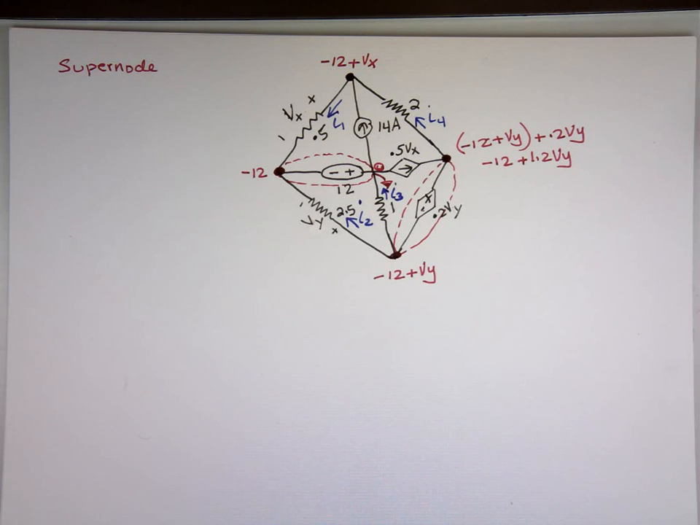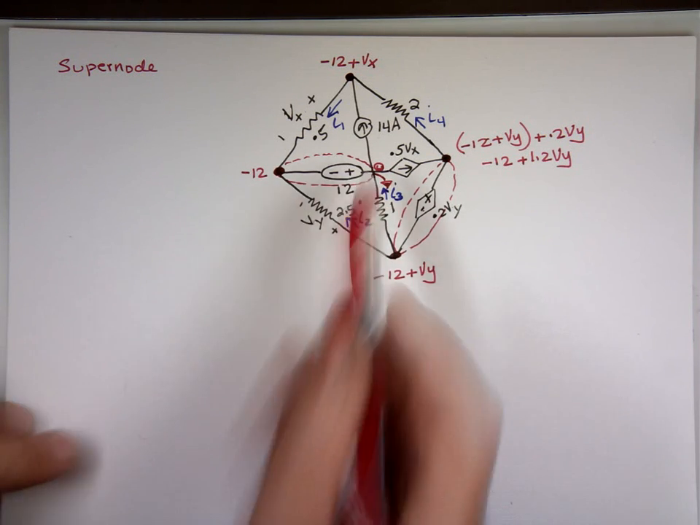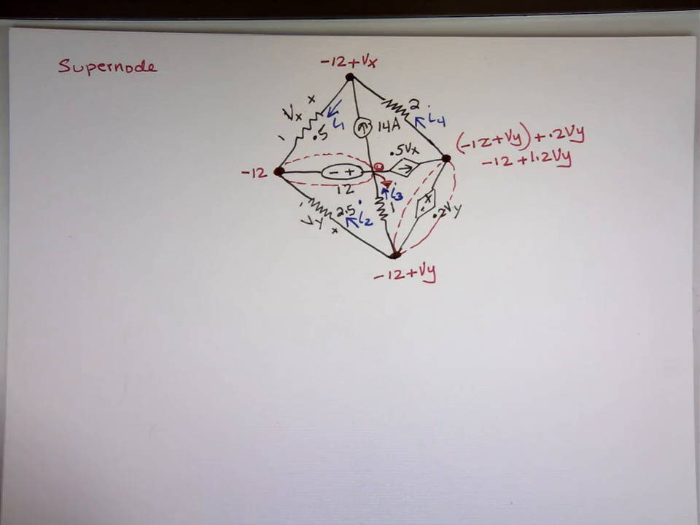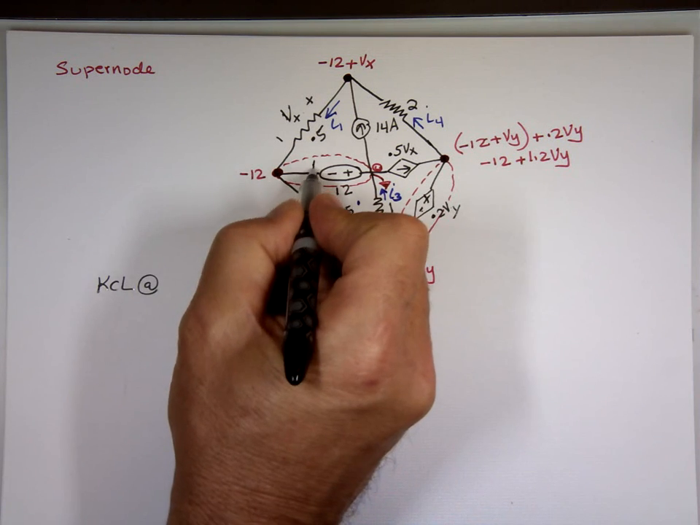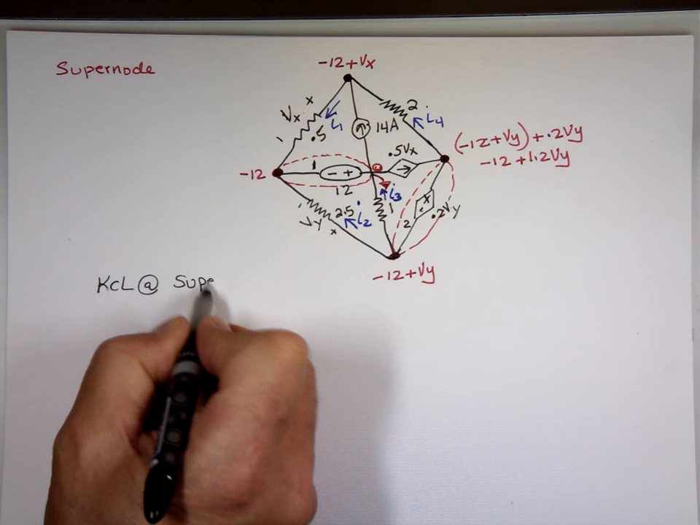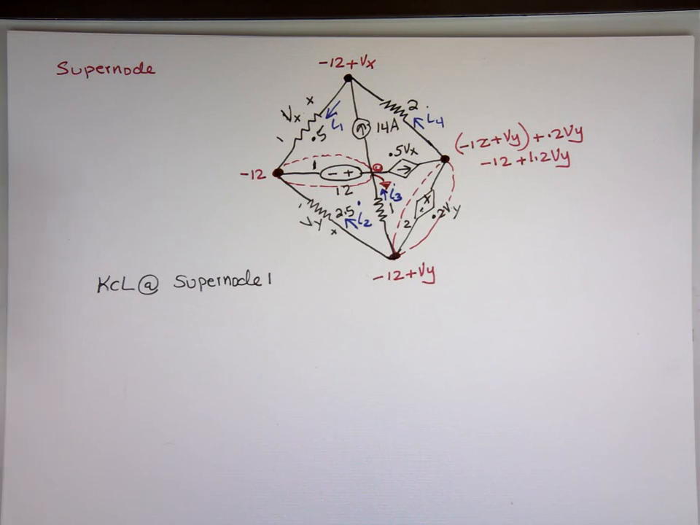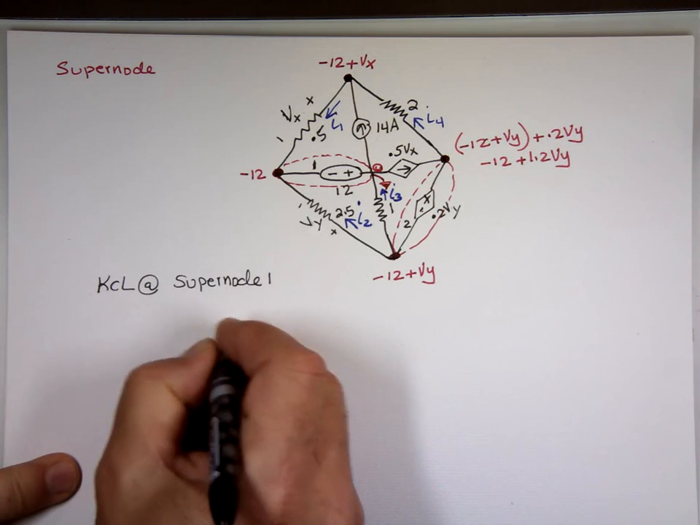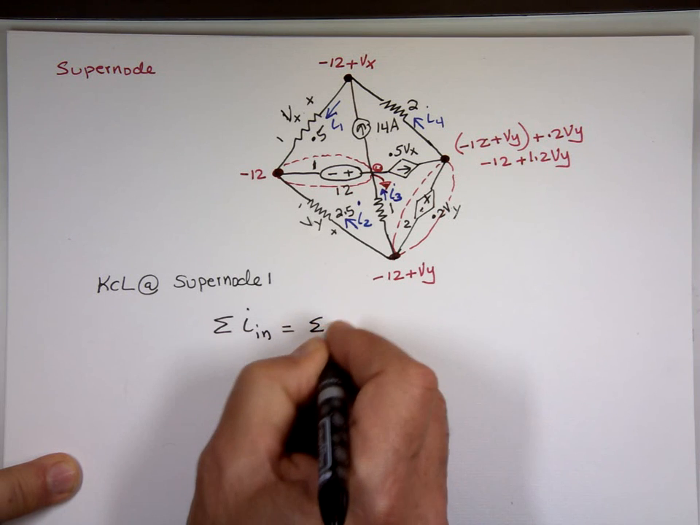Let's see which way. This is one node. Let's look at KCL at that node, at supernode 1, so you know which one we're talking about. Again, KCL says if you add all the current going into that node, it should equal all the current coming out of that node.